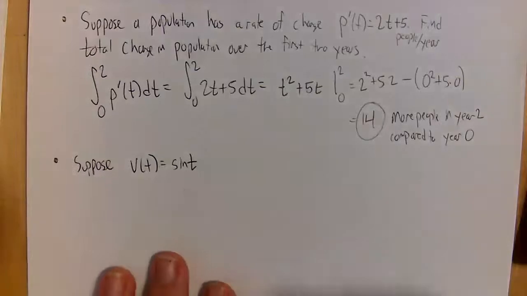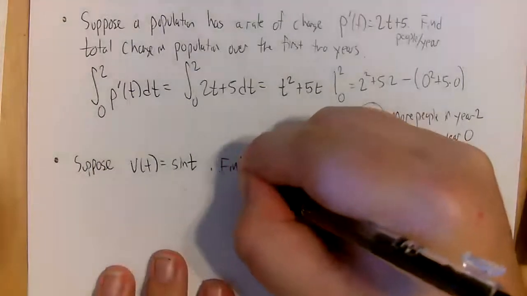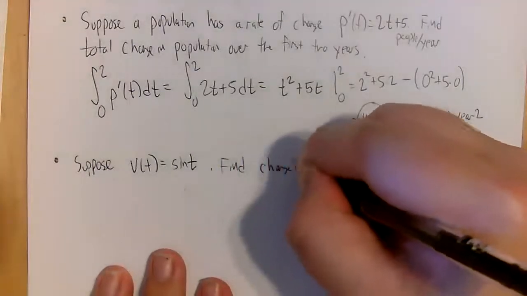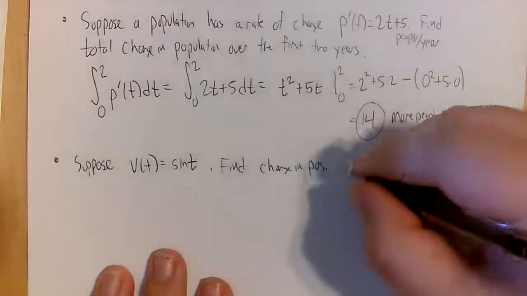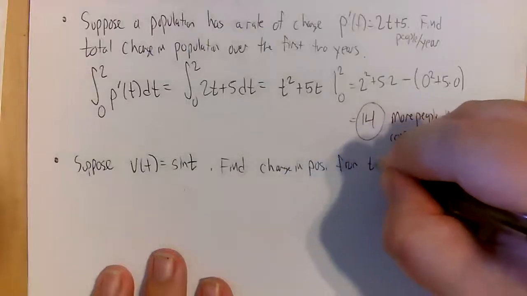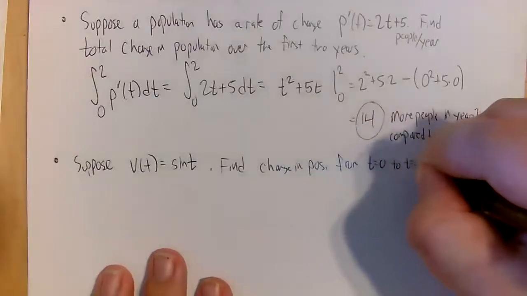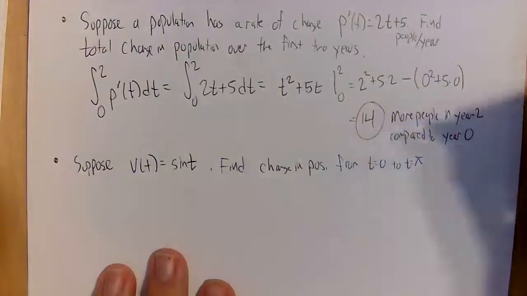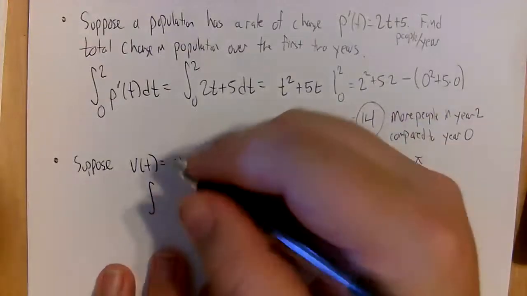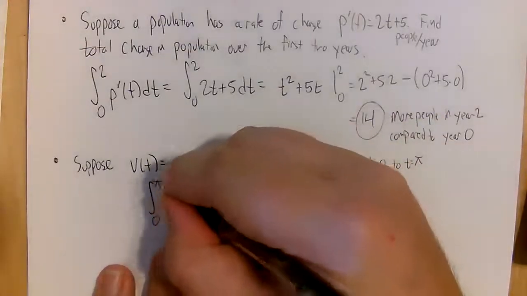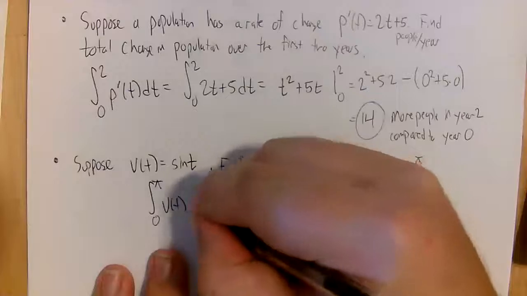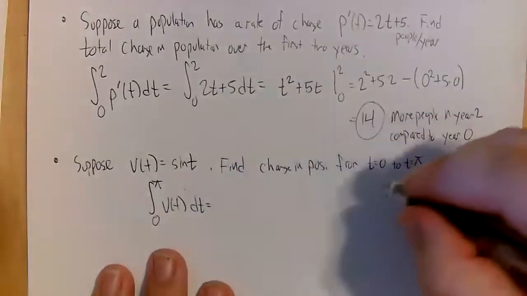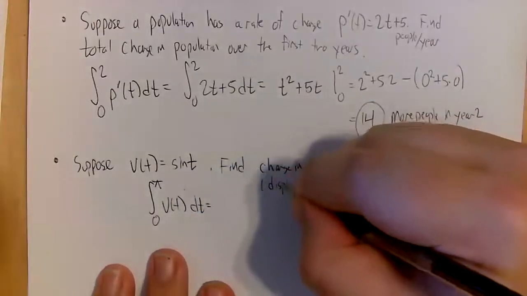So what we want to do is find the change in position from t equals 0 to t equals pi. All right, so the change in position will be the integral of the velocity. By the way, the change in position is known as the displacement.